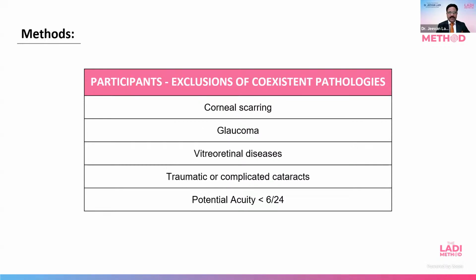The exclusion criteria for this study were coexisting pathologies like corneal scarring, glaucoma, vitreoretinal disease, traumatic or complicated cataract, and a potential acuity less than 6/24 measured by PAM or potential acuity meter.